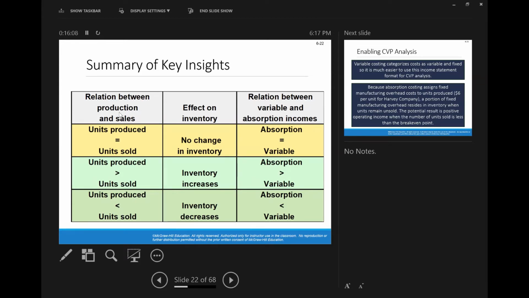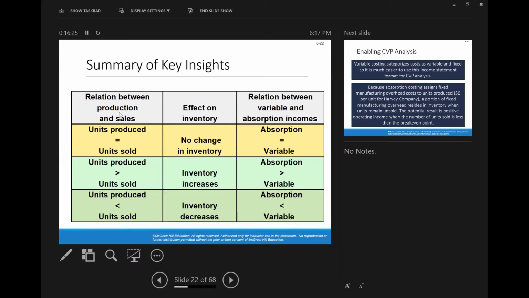Okay, if units produced is greater than the units sold, that's what happened in our first scenario. Now our inventory cost goes up because some of those fixed costs are in the product that's still left behind that hasn't been sold yet. So inventory is going to increase and your absorption income is going to be greater than your variable income. Because why?